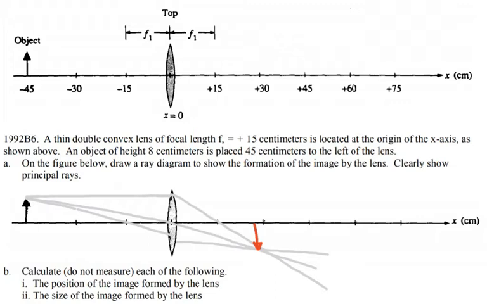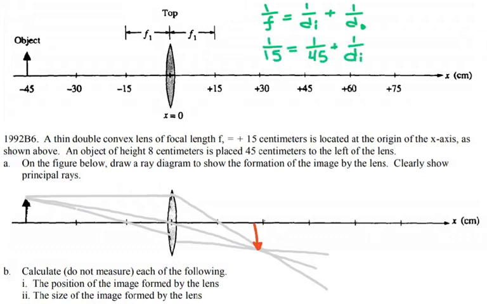For the next question, they ask you to calculate, but not measure, the position of the image formed by the lens and the size of the image. If we use the lens equation, 1 over the focal length equals 1 over the distance to the image plus 1 over the distance to the object, we have 1 over 15 equals 1 over 45 plus 1 over the distance to the image.